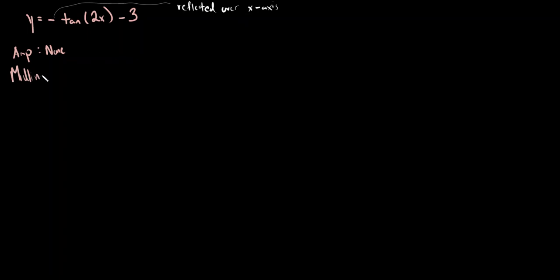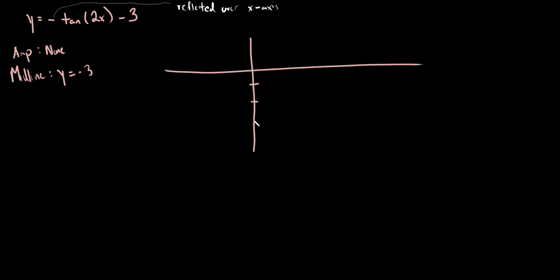Our midline, well, I got shifted down 3. That minus 3 outside means I'm going down 3. So the midline's down at negative 3. So I can go ahead and start making a graph. 1, 2, 3. So there's my midline. Now there was no amplitude and there's no vertical stretch, which means I'm just going up 1 and down 1. So my scale is just going to be 1. I'm going to go up 1 from negative 3, so I'm plotting a point at negative 2. And I'm also plotting a point at negative 4, down 1 from negative 3.